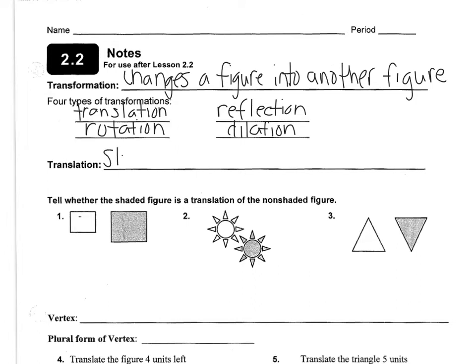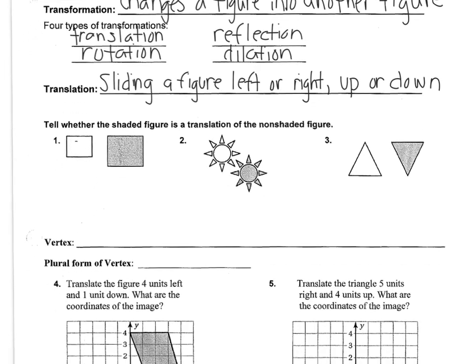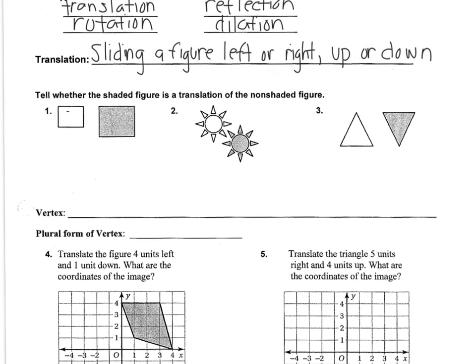A translation is sliding a figure left or right and up or down. So we are going to take a look at a few objects to determine if they are a translation or not. The non-shaded figure is the original figure, and the shaded figure will be our image. So those are the two that we are comparing.